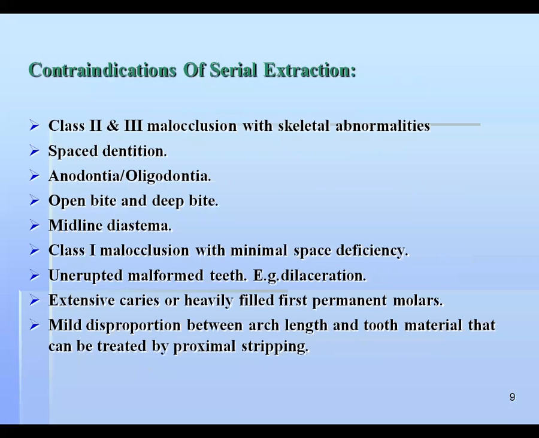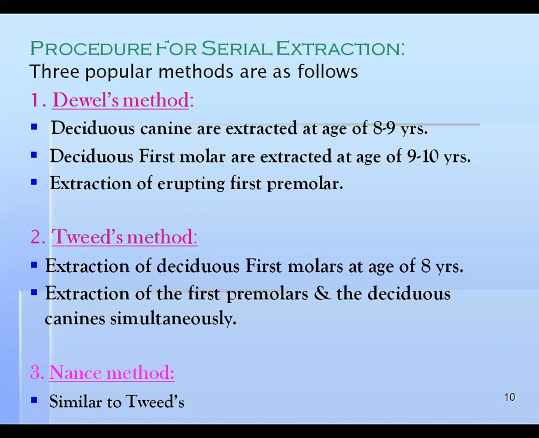Then what are the contraindications of serial extraction? Class 2 and Class 3 malocclusion with skeletal abnormalities, spaced dentition, anodontia or oligodontia, open bite and deep bite, midline diastema, Class 1 malocclusion with minimal space deficiency, unerupted or malformed teeth, for example dilacerations, extensive caries or heavily filled first permanent molars, and mild disproportion between arch length and tooth material that can be treated by proximal stripping.